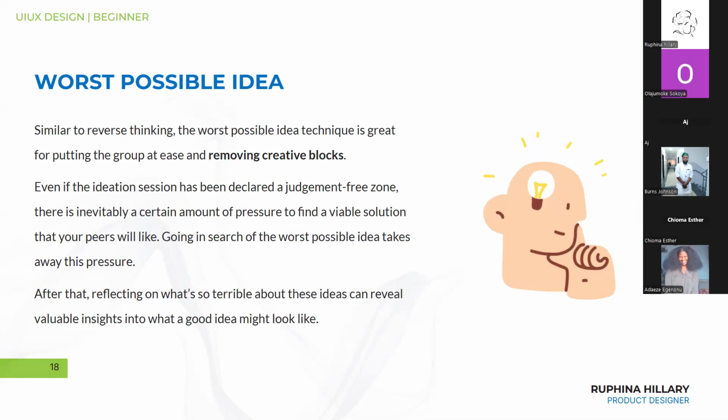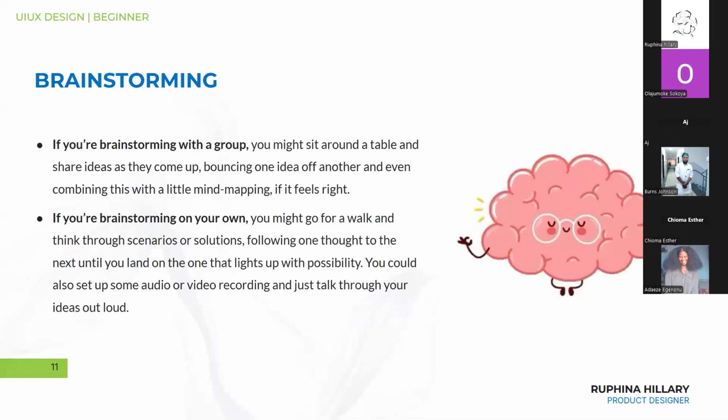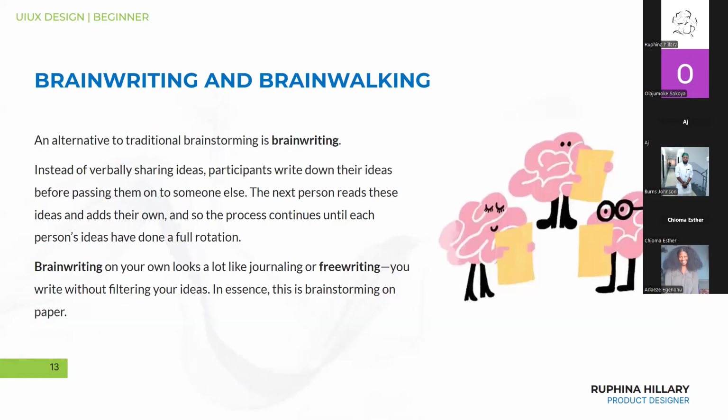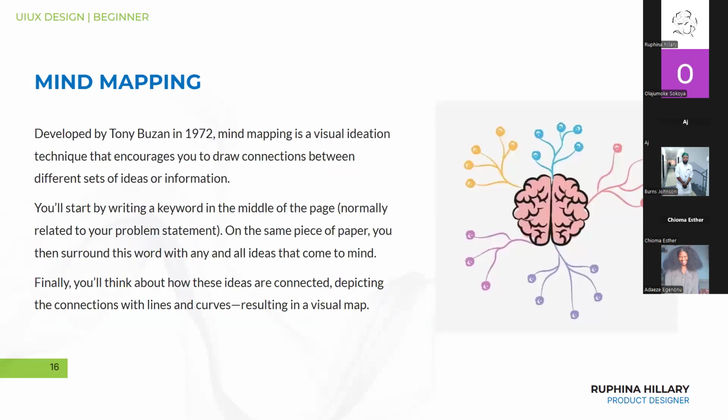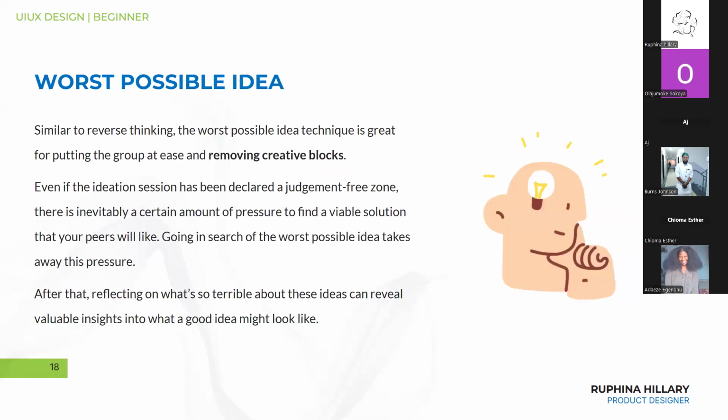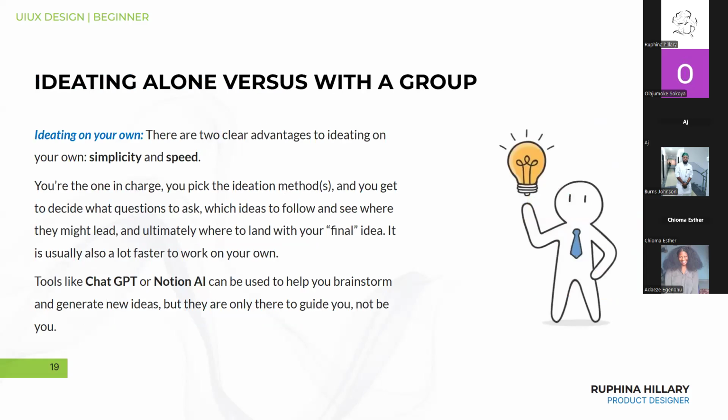So now we have discussed brainstorming, body storming, brainwriting, brainwalking, crazy eight, mind mapping, vast thinking, and worst possible idea. There are lots more ideation techniques. There's analogy. There are lots more. So you can just go ahead, do your own research, find out what works for you, what gets your creative juices flowing.